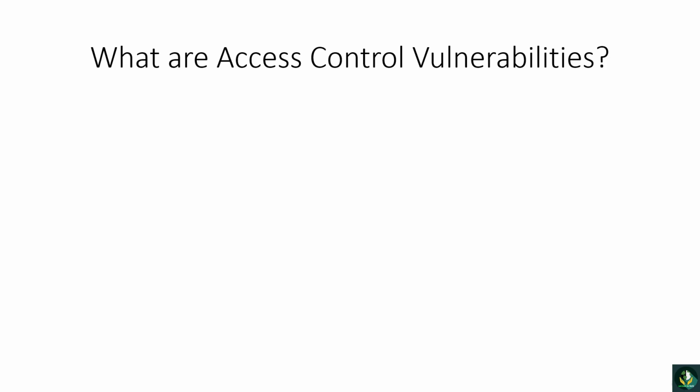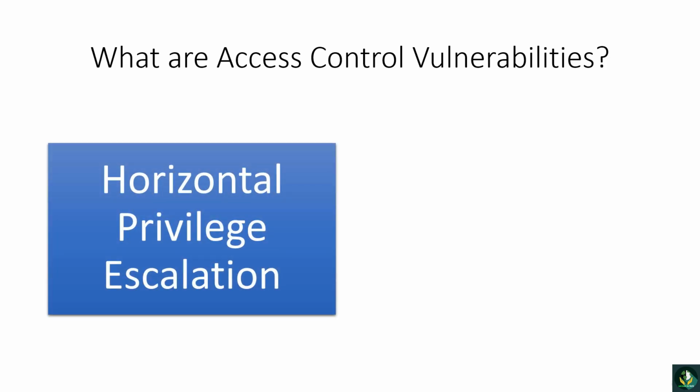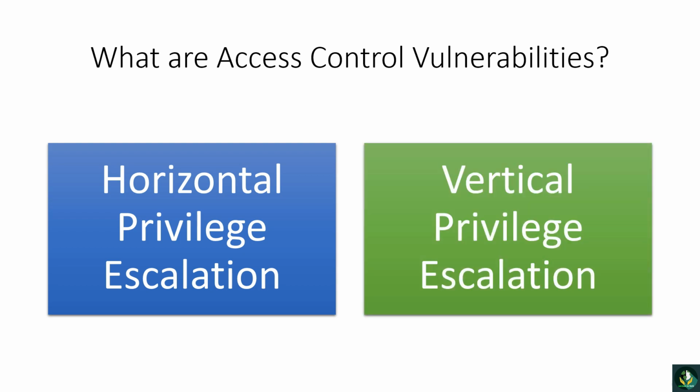Two common names for splitting access control vulnerabilities into categories are horizontal privilege escalation and vertical privilege escalation. Horizontal privilege escalation occurs especially when a user can perform an action or access the data of another user with the same level of permission. And vertical privilege escalation occurs when a user can perform an action or access data that requires a level of access beyond their role.